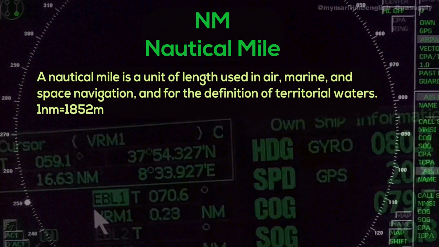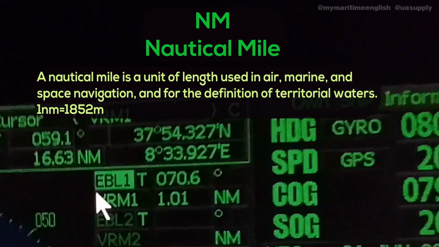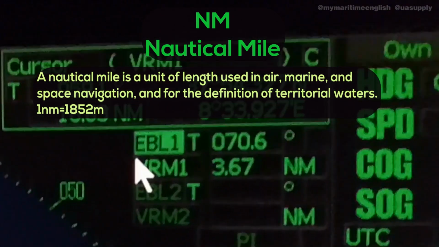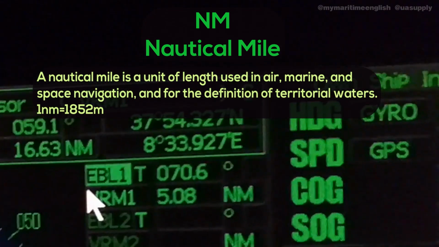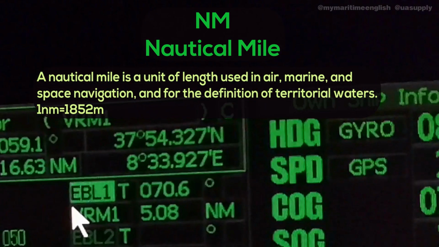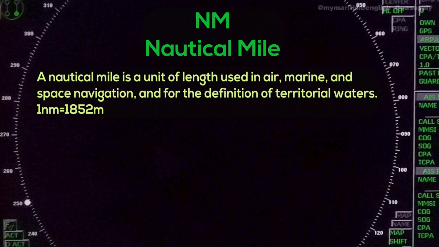NM, nautical mile. A nautical mile is a unit of length used in air, marine, and space navigation, and for the definition of territorial waters. 1 nautical mile equals 1852 meters.